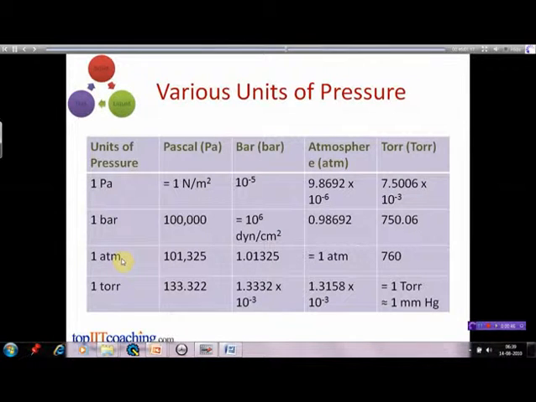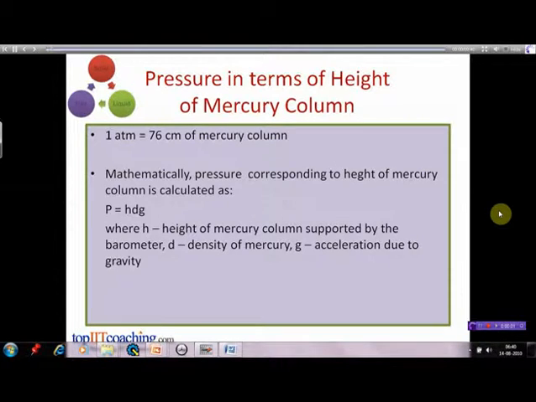Similarly, 1 atmosphere, which is the most common unit for denoting pressure, is equal to 101,325 Pascal, 1.01325 bar, and 760 torr. And 1 torr is equal to 133.322 Pascal, 1.3332 into 10 raised to minus 3 bar, 1.3158 into 10 raised to minus 3 atmosphere, and is also equal to almost 1 millimeter mercury column in height.